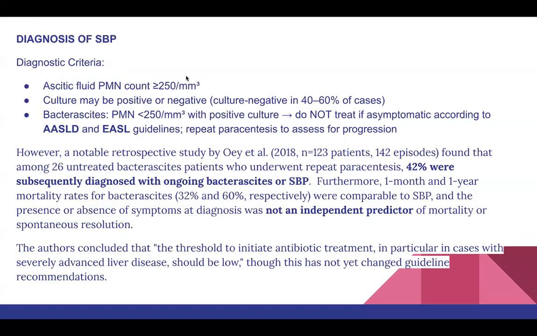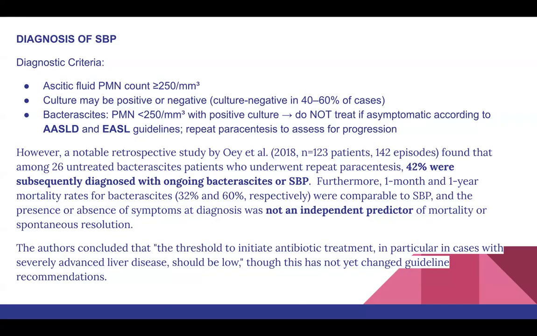So how do you diagnose SBP? The diagnostic criteria: ascitic fluid with a polymorphonuclear (PMN) count greater than 250. The cultures may be positive or negative. Typically in SBP, it's monobacterial, so you typically see one bacterial species.